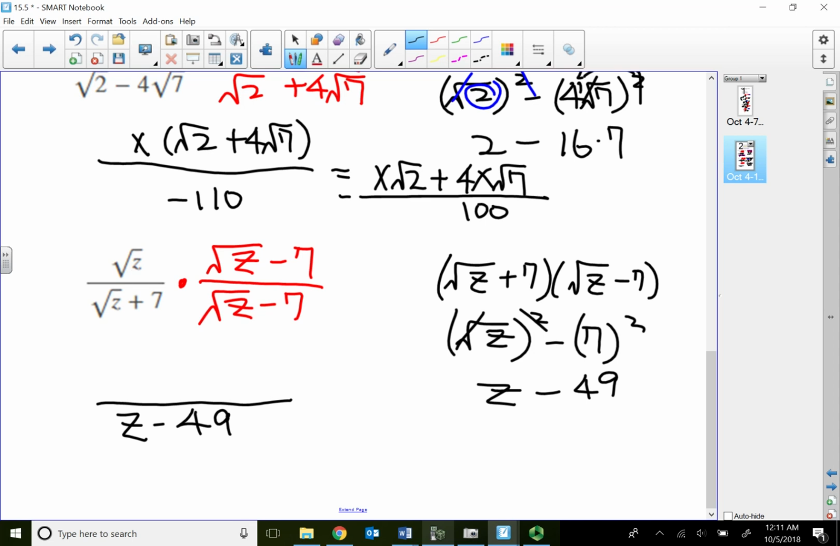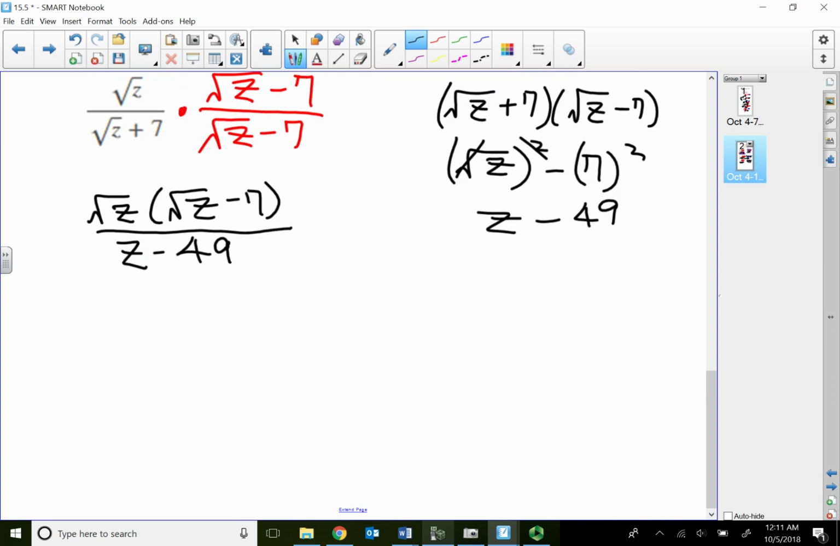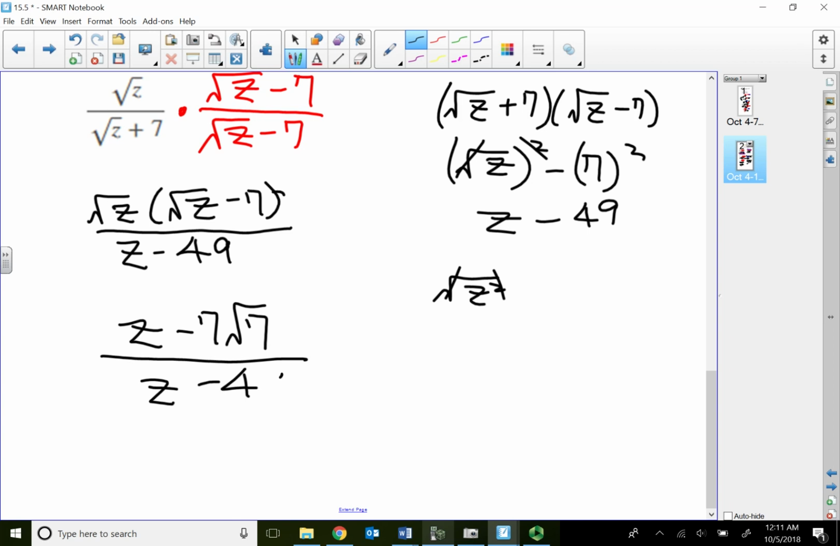All right, my numerator is square root of z times square root of z minus 7. Let's multiply that out. Square root of z times square root of z is really just z, because that becomes square root of z squared. Square and square root cancel out, that just gives me z. Square root of z times negative 7 is negative 7 square root of z. So the full numerator is z minus 7 square root of z, over z minus 49.